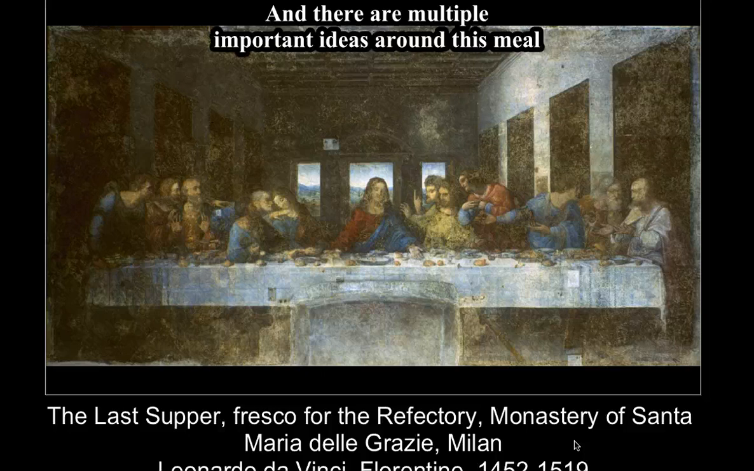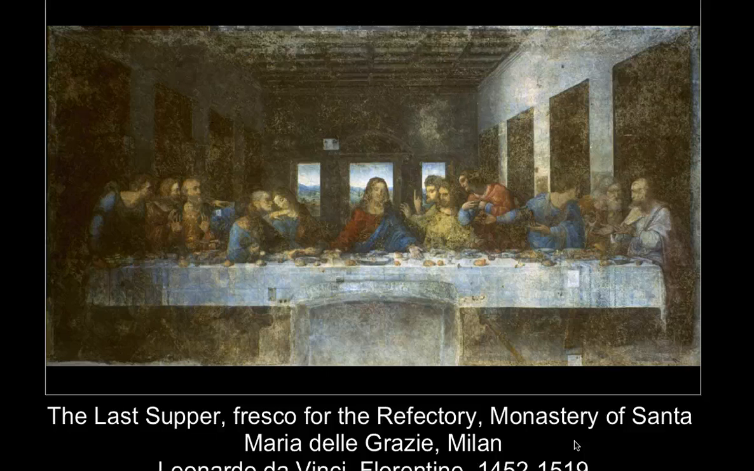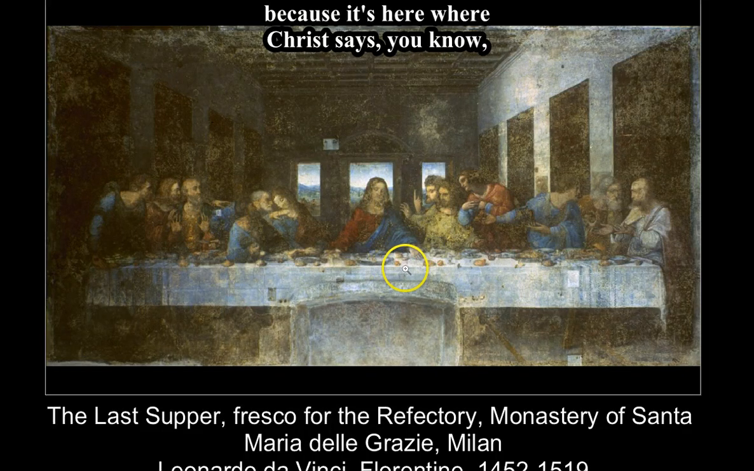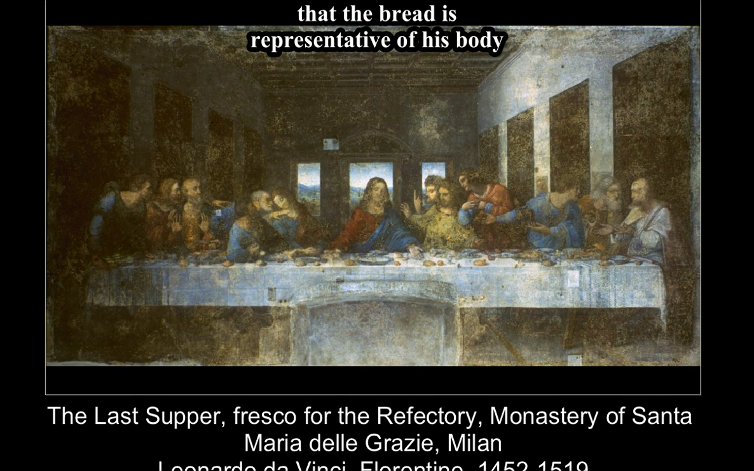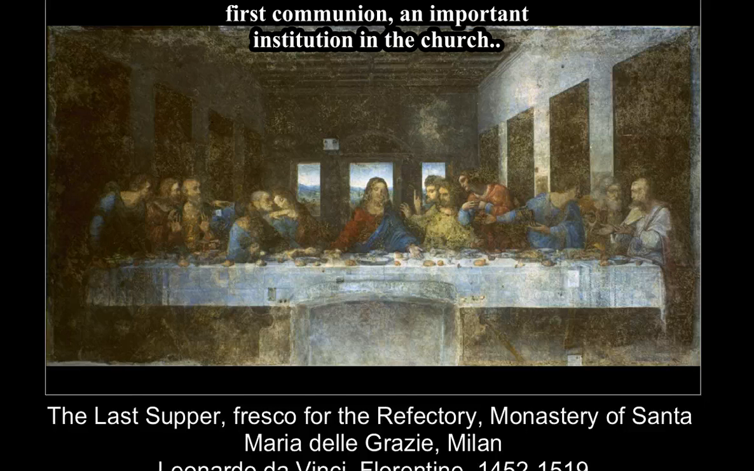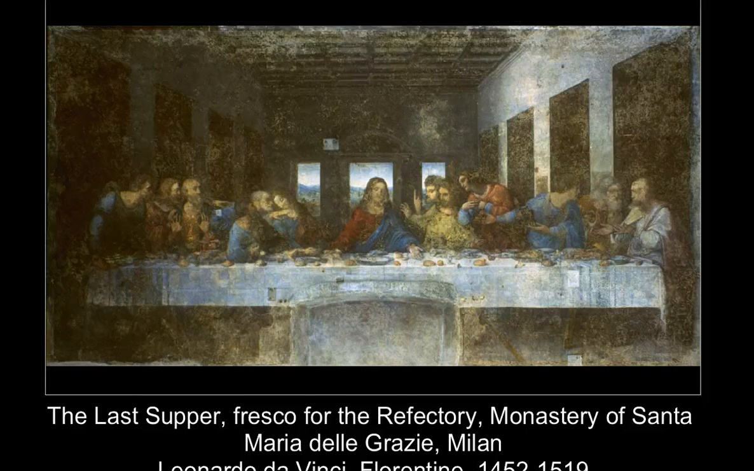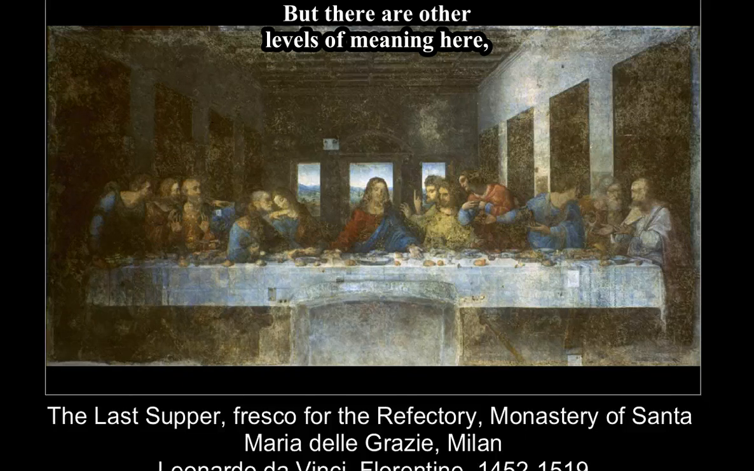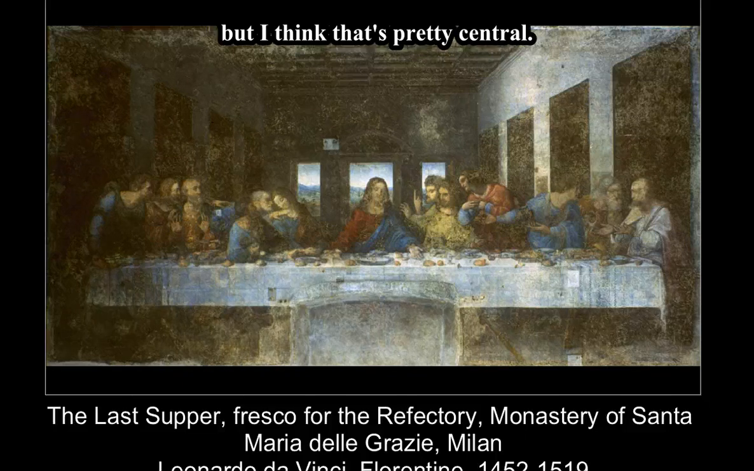And there are multiple important ideas around this meal as it is related to the institution of the sacrament of communion, because it's here where Christ says that the bread is representative of his body and the wine of his blood, and shares in this first communion, an important institution in the church. But there are other levels of meaning here, but I think that's pretty central.